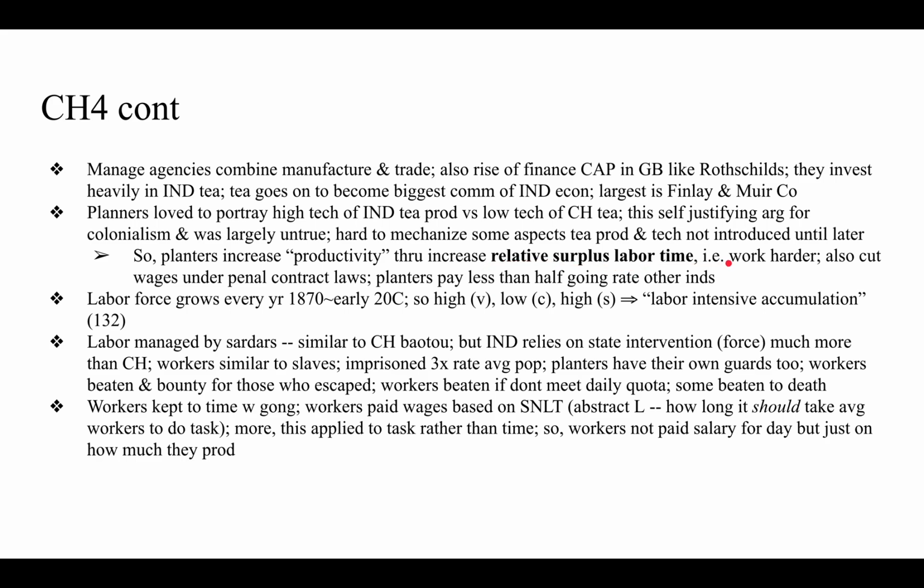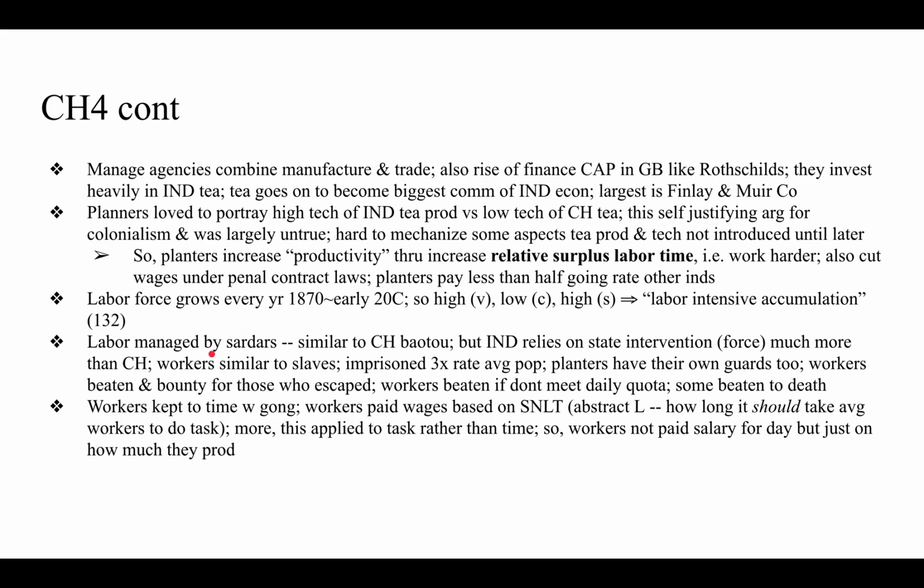As I've mentioned, labor-intensive methods such as working harder, faster, and more intensely. They also cut wages under the penal contract laws as well, and planters paid less than half of the going rate in other industries. The labor force grew every year between 1870 and the early 20th century. So there was a very high portion of variable capital, low portion of constant capital, and high surplus value. And this is the definition of labor-intensive accumulation.